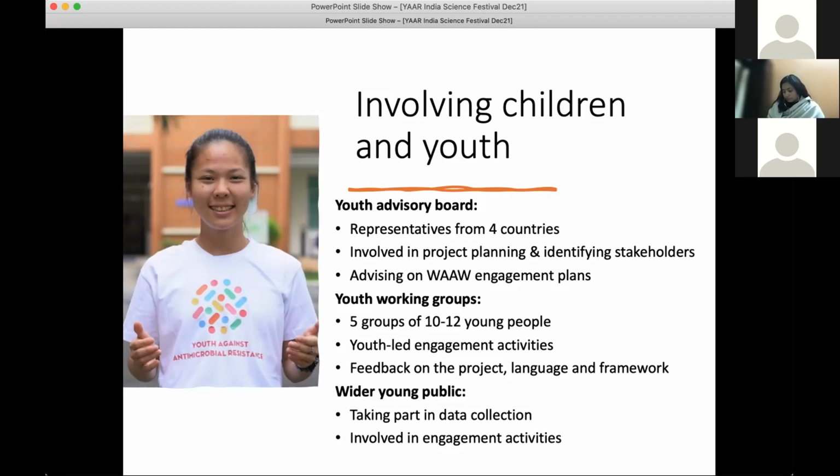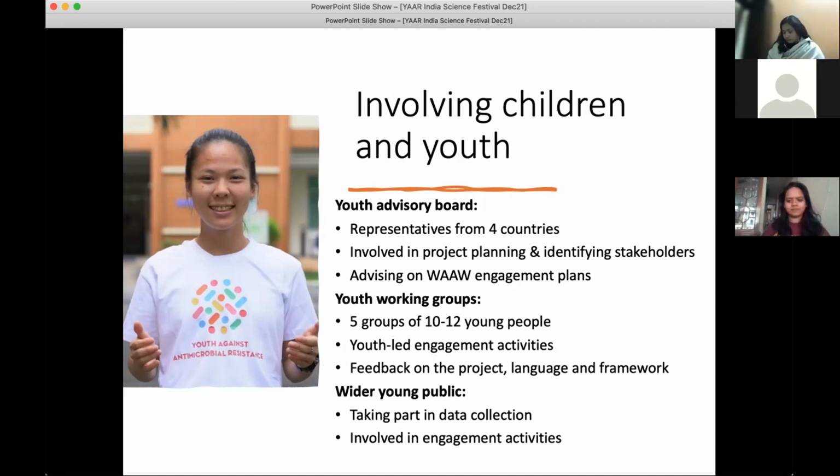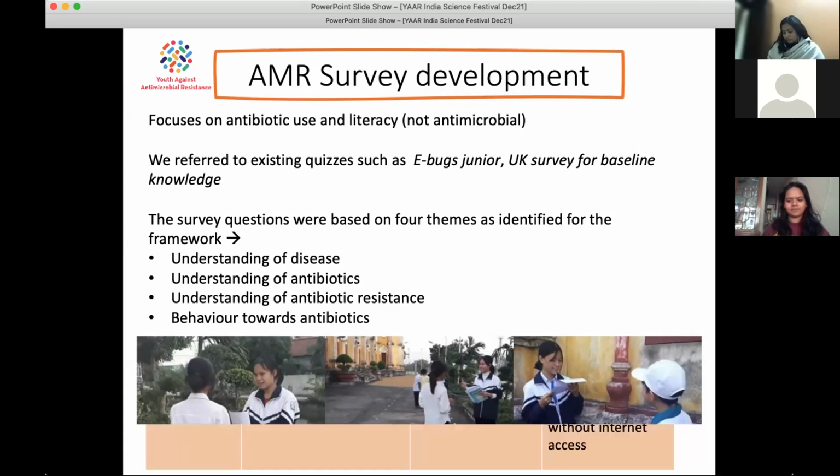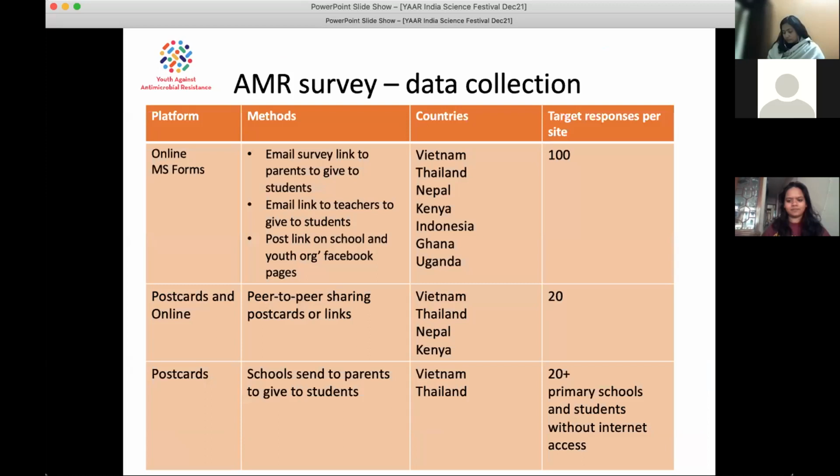And through them, we took the project to a much wider public. So the survey, we referred to some existing surveys, but they were very UK-centric. So we validated them with a Global South audience. We based them on 4 key themes around antimicrobial as listed here. And then we used a number of different methods to conduct the survey.